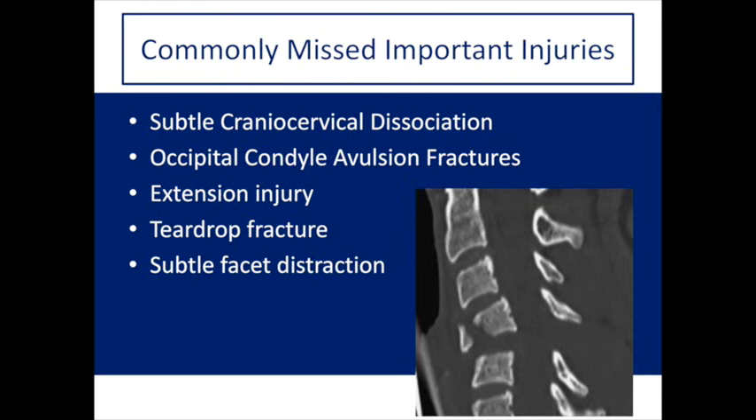Lastly, you need to look for subtle distraction of the facet joints. Any widening of facet joints should be mentioned. Again, don't memorize this list. This is here for your reference and to clue you in to some subtle findings that are often missed.